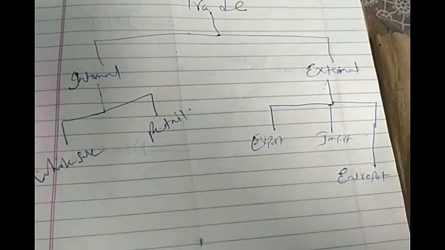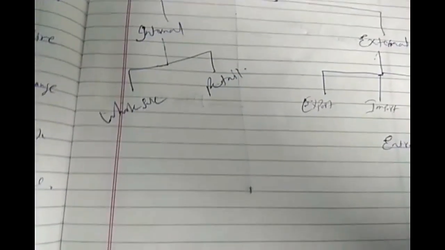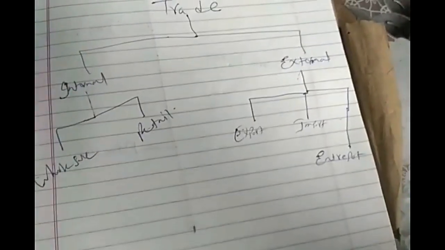External trade is the trade in which the goods and services are purchased and sold beyond the geographical limit of the country, meaning outside of the country, to a foreign country. Then it is considered as external trade. In this, three processes are there: export, import and entrepot.